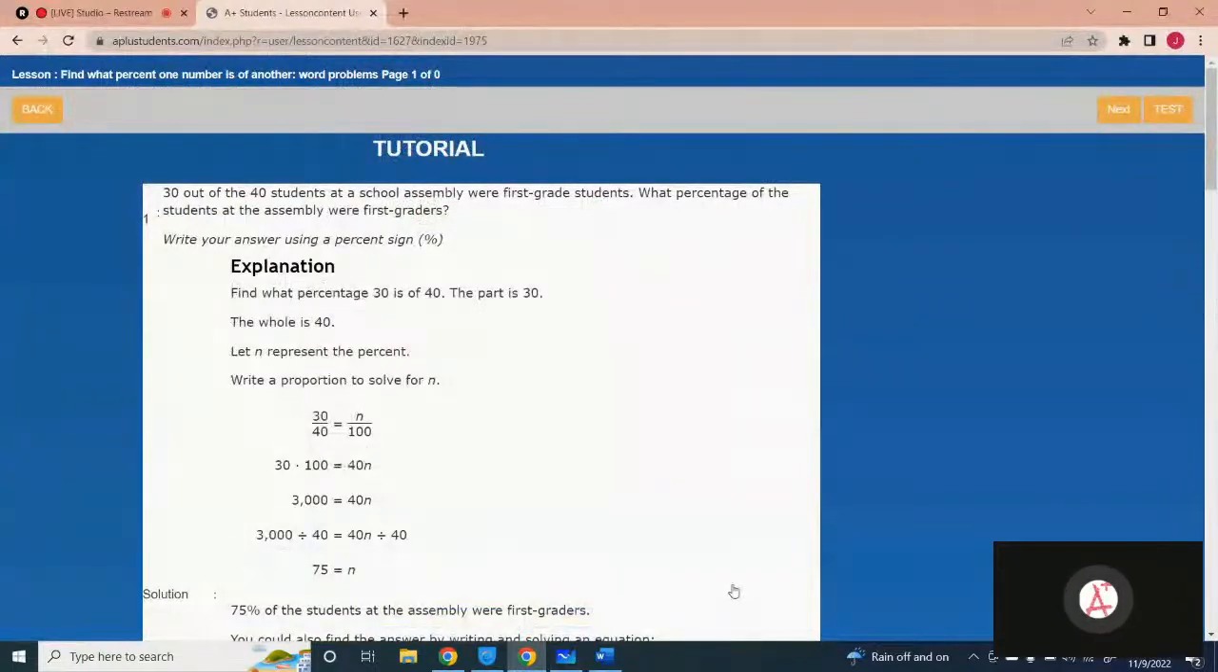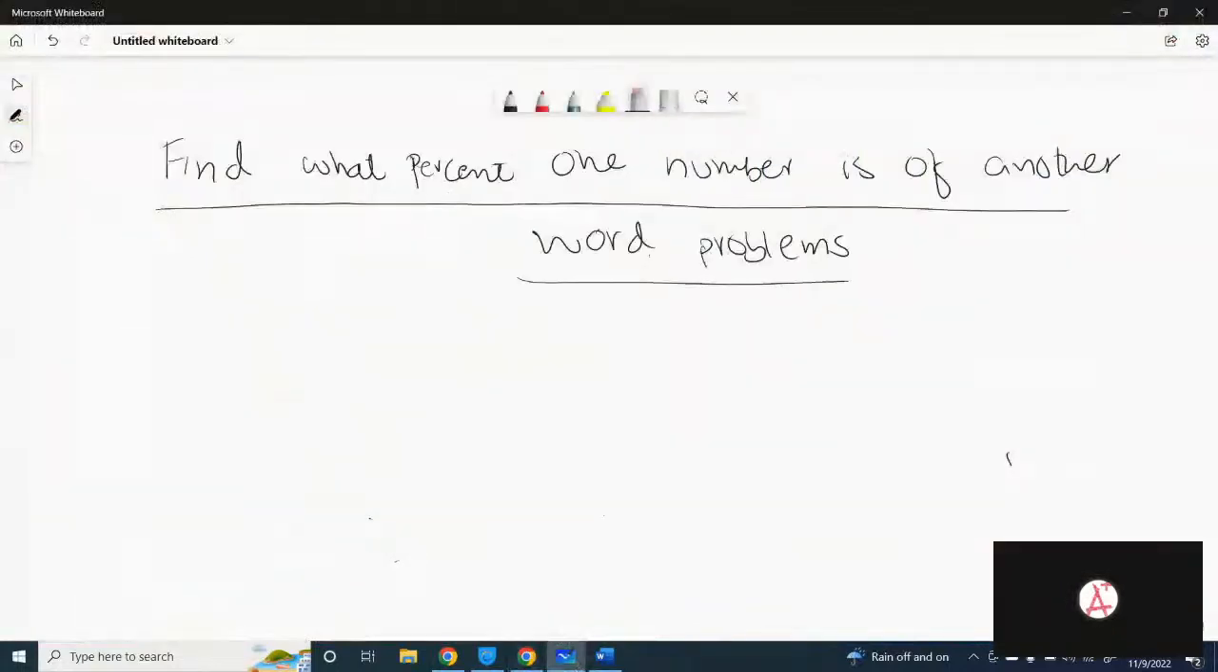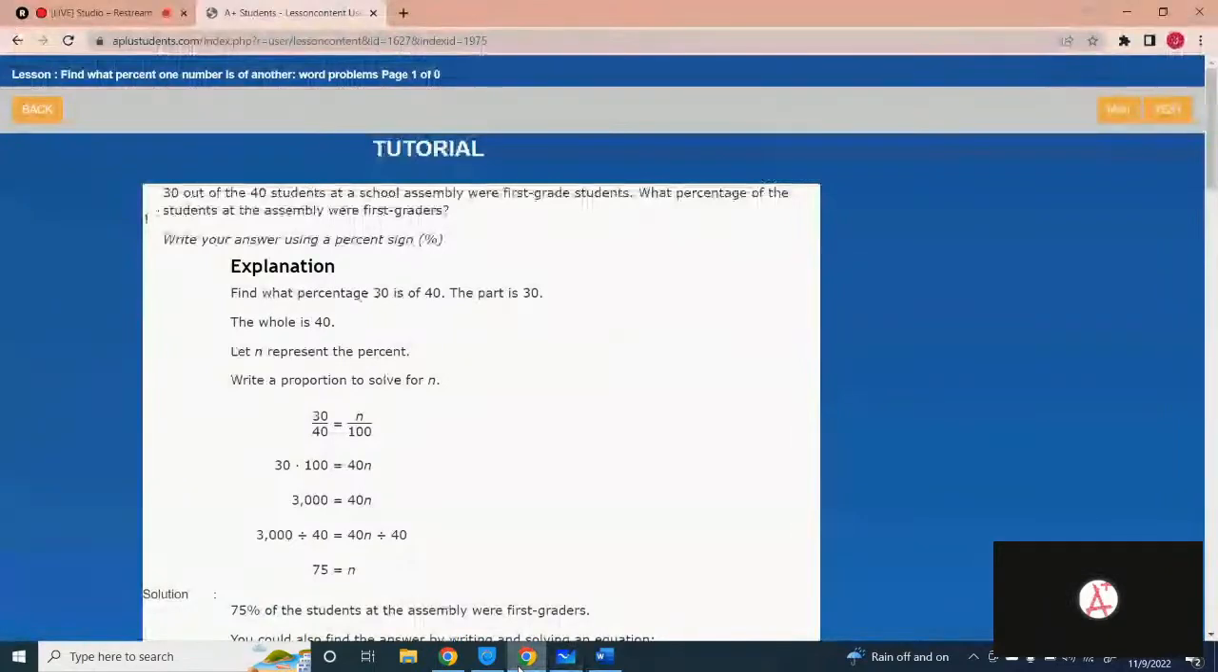30 out of 40 students at school assembly were first grade students. What percent of the students at the assembly were first graders? Got it? 30 out of 40. So it would be 30 over 40, and you have to calculate what percent it is. Let me read the question once again. 30 out of 40 students at school assembly were first grade students. What percent of the students at the assembly were first graders?